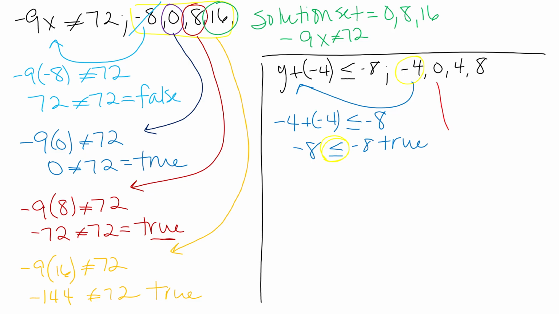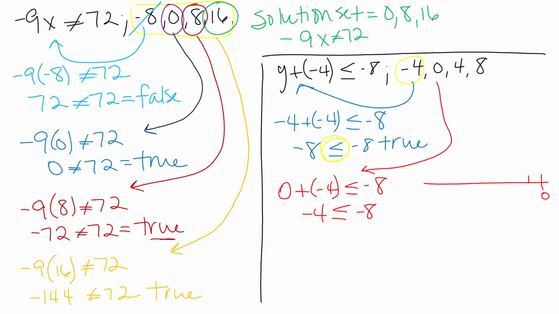All right, now let's take my 0. See what that does. 0 plus a negative 4 is less than or equal to negative 8. All right, well, I've got a negative 4 on this side is less than or equal to negative 8. So on my number line, remember, if you want to be a visual learner, I have a negative 4 here. I've got a negative 8 here. Is negative 4 less than negative 8? No, it is greater than. So this cannot be true. This answer is false. So 0 will not be included in my solution set.